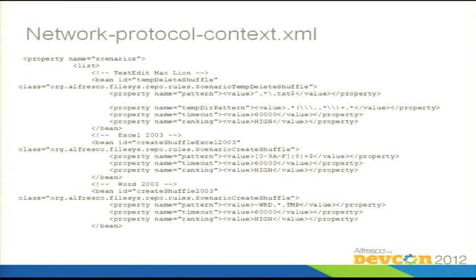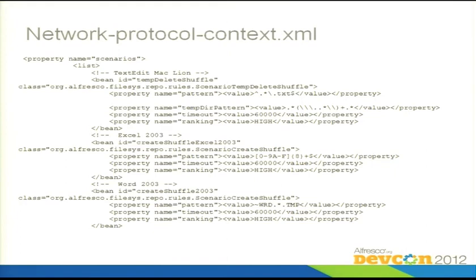So, for example, there's one, create shuffle for Excel 2003. First of all, it's a scenario create shuffle, and it's looking for files, and this is just the pattern that Excel 2003 looks for. So it's looking for 8 characters, 0 to 9, A to F, and then the end of the string. So if a file is created with this pattern, then a create shuffle will work.